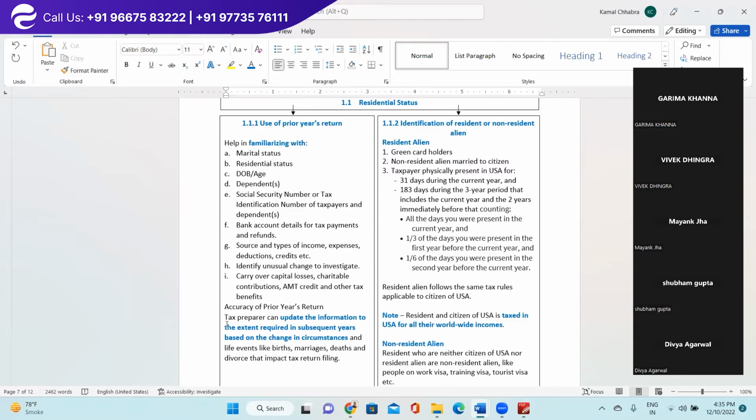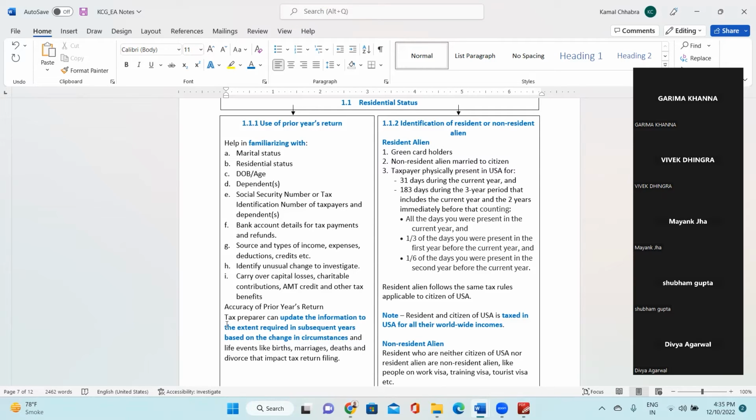But how do you calculate that 183 days? Let's look at that. First is all the days you were present in the current year. If you were present for 40 days in the current year, all 40 days will be counted. In the previous year, let's say you were in the US for around 120 days. Then 1/3 of the days you were present in the first year before the current year are counted. That means in 2021, if you lived there for 120 days, divide by 3. How many days?